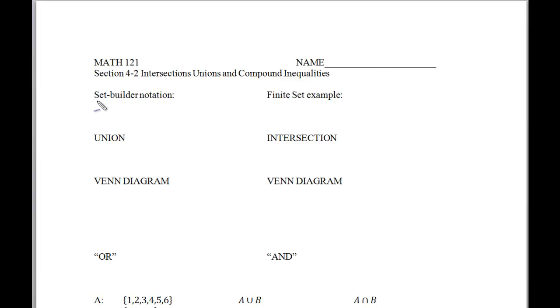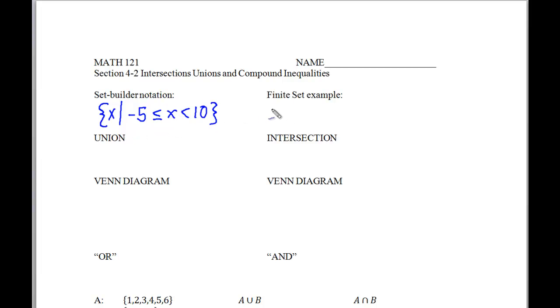We're going to be talking today about intersections, unions, and compound inequalities in Math 121, Intermediate Algebra, Chapter 4, Section 2. We are familiar with set builder notation from when we talked about domain and range. For example, we've had situations where the domain was where x was between maybe -5 and +10, including the -5 but not including the +10. This is just an example of what we've seen.